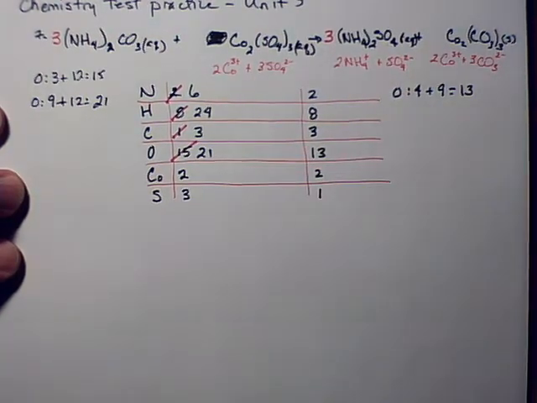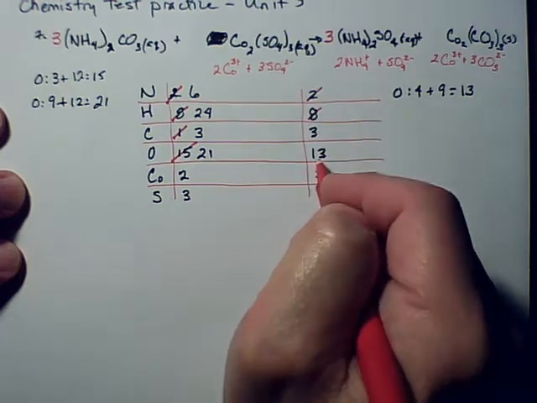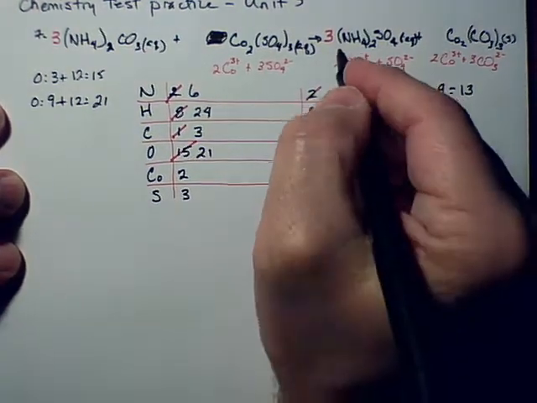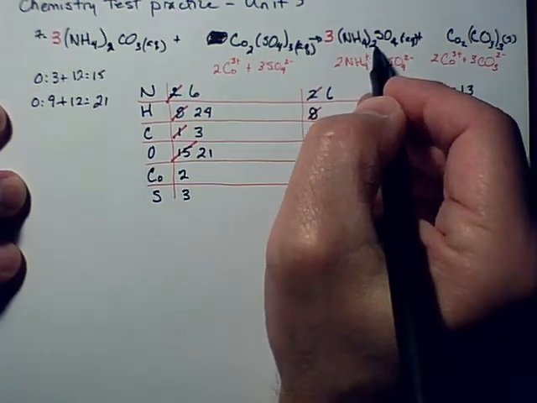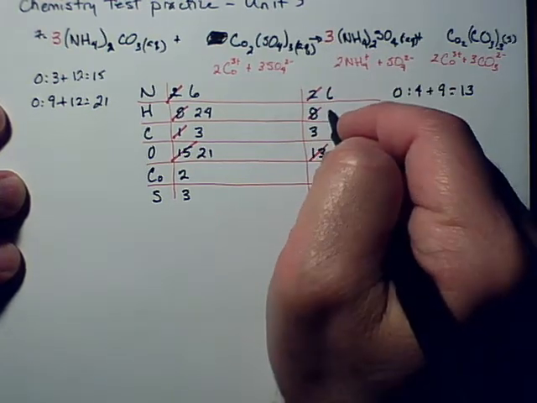That'll give me, it's going to change nitrogens, hydrogens, sulfurs, and oxygens. Okay, so I have now 6 nitrogens. 4 times 2 is 8, times 3 is 24 hydrogens.